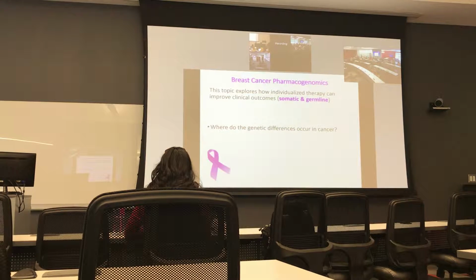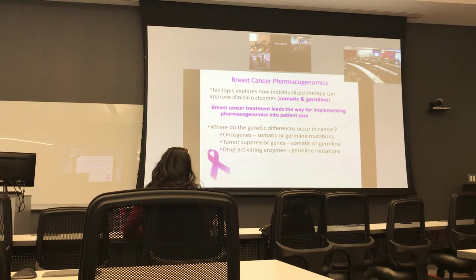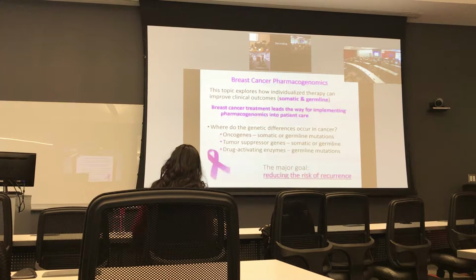With breast cancer pharmacogenomics, this topic explores how individualized therapy can improve clinical outcomes. Here we're obviously talking about both somatic and germline mutations, and we're looking at where these genetic differences occur in cancer. We can have oncogenes in the somatic or germline mutations, tumor suppressor genes, and drug-activating enzymes in the germline mutations. Again, breast cancer is really leading the way for implementing pharmacogenomics into patient care, but the major goal for breast cancer is reducing the risk of recurrence.